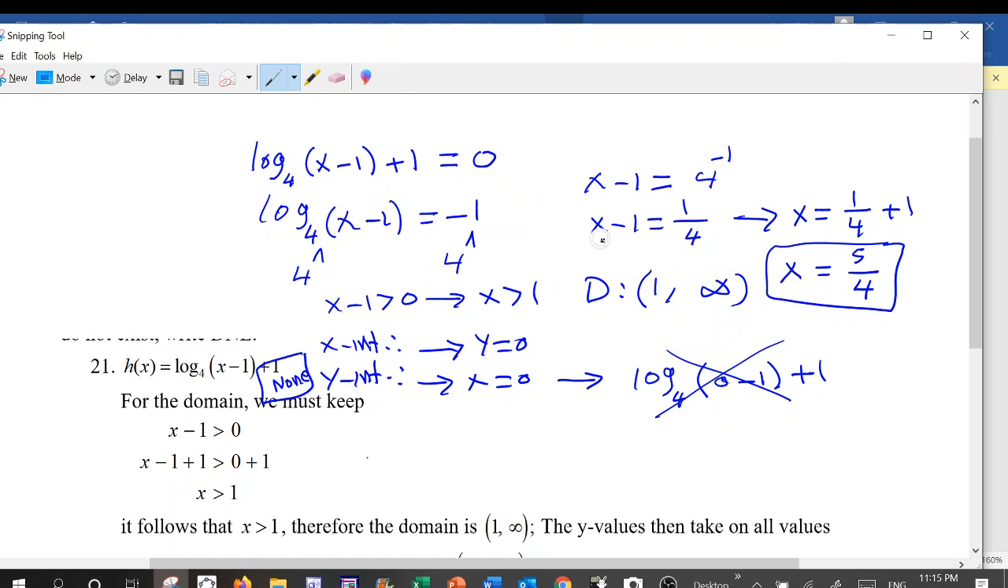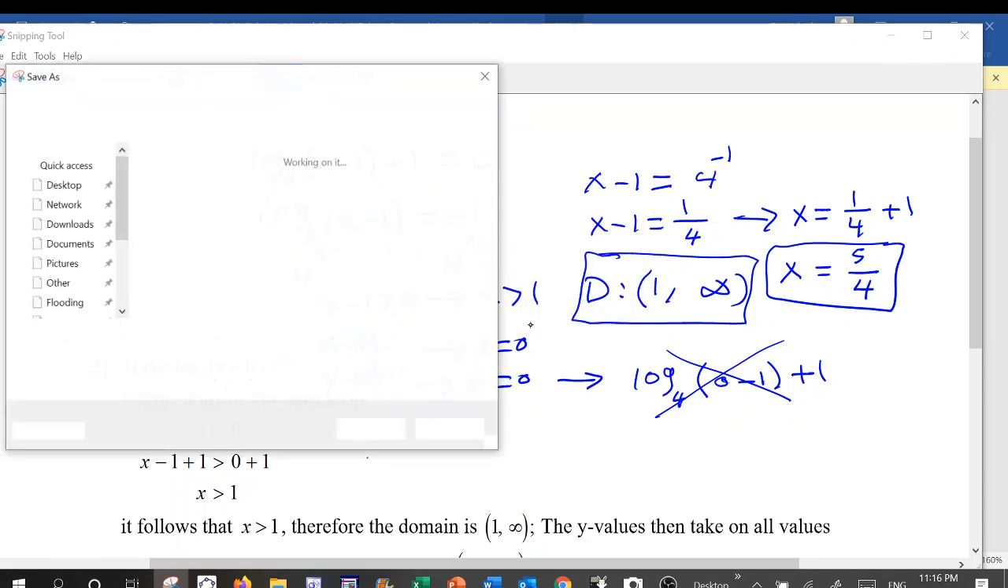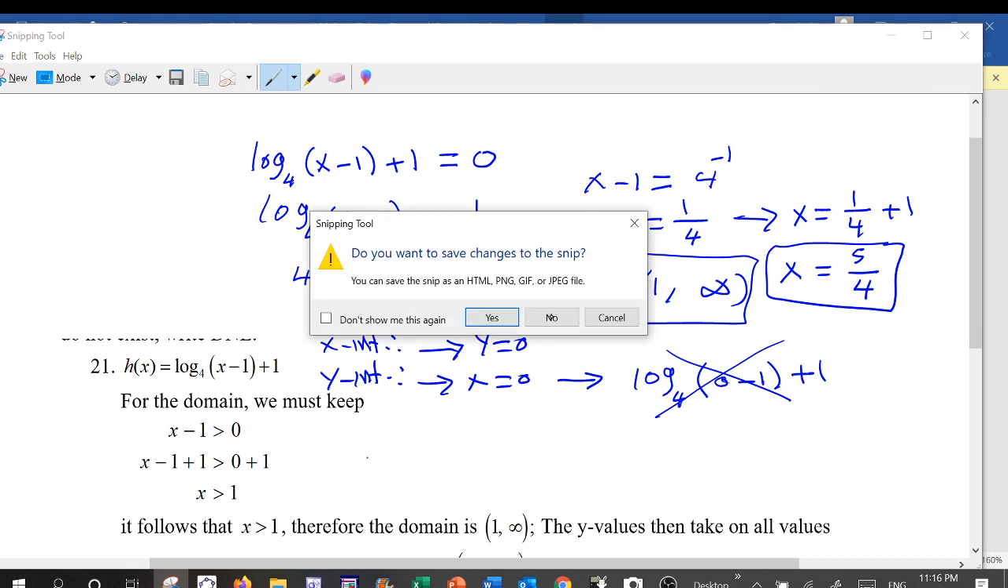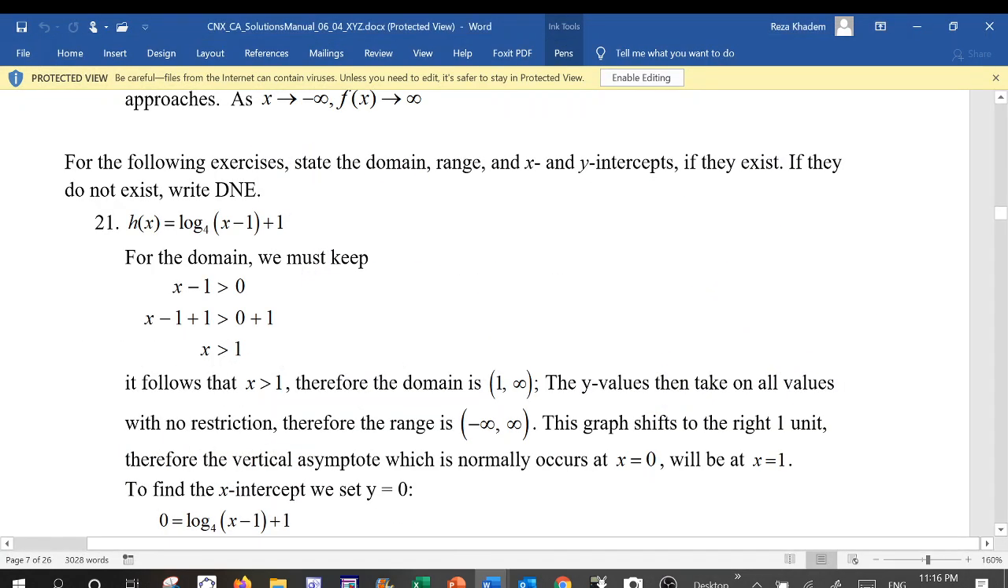And the domain is what? Is right here. Okay? And let me erase that. But that was a +1 there. All right.